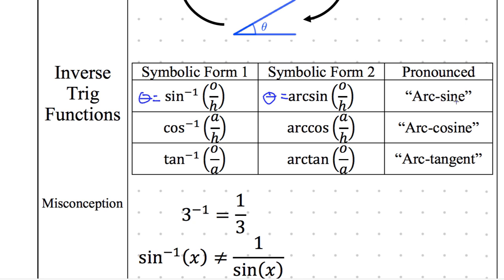Let's all say that together just to make sure we got the pronunciation right. On 3, we're going to say arc sine. 1, 2, 3. Oh man, that's a handful. Easy money, right?